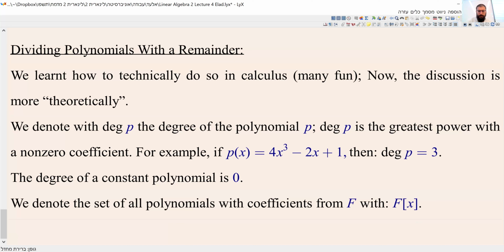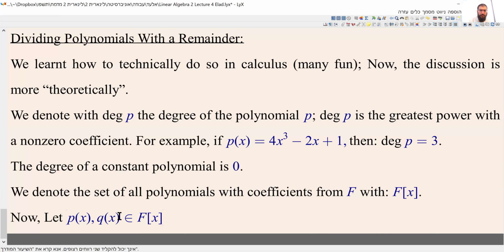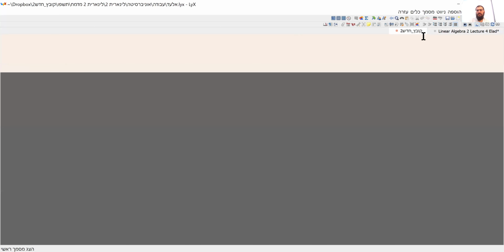Now, let P and Q be in our set of polynomials with coefficients from F, such that, let's call the degree n.